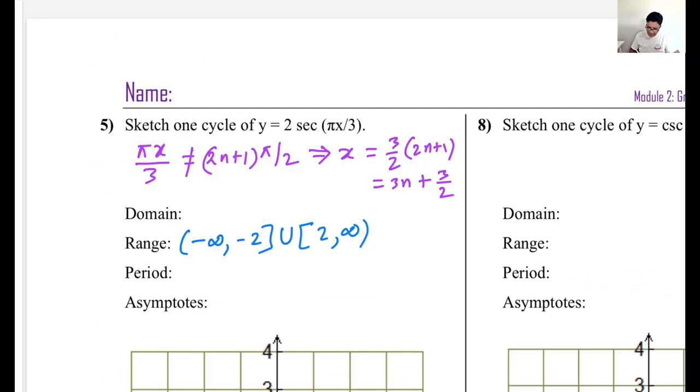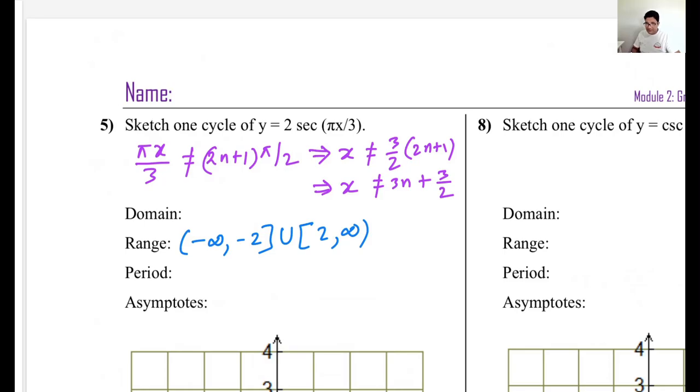Okay, so how does it matter? It's 3n, multiples of 3 plus 1.5. Some strange values of x. Okay, that x cannot be, actually x not equal to. So that implies you can write like this: x is not equal to that.